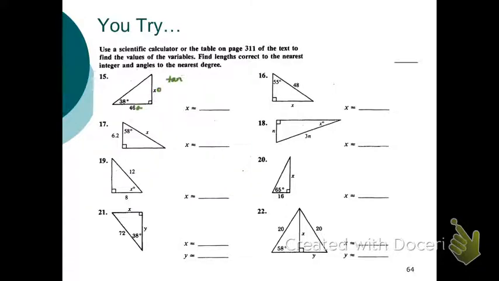So I'll write tan of 38 degrees is opposite x over 46. If x is 46 times the tan of 38, then I can solve for x and get x is approximately 36. Okay, so go ahead and work the rest of these problems, and then check your work when I'm done.